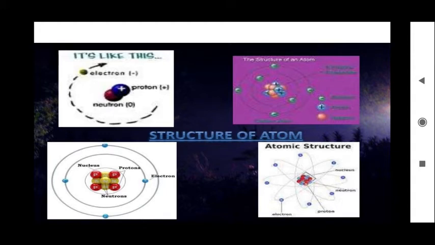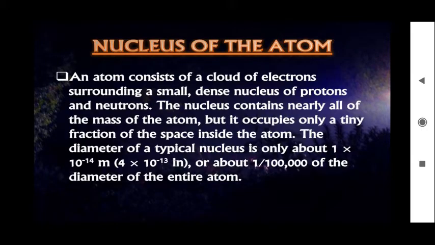Now let us move to the nucleus of the atom. An atom consists of a cloud of electrons surrounding a small dense nucleus of protons and neutrons. The nucleus contains nearly all of the mass of the atom, but it occupies only a tiny fraction of space inside an atom. The diameter of a typical nucleus is only about 1 into 10 power minus 14 meter, or you can say about 1 by 100 thousandth of the diameter of the entire atom. So, the space occupied by the nucleus is very small.